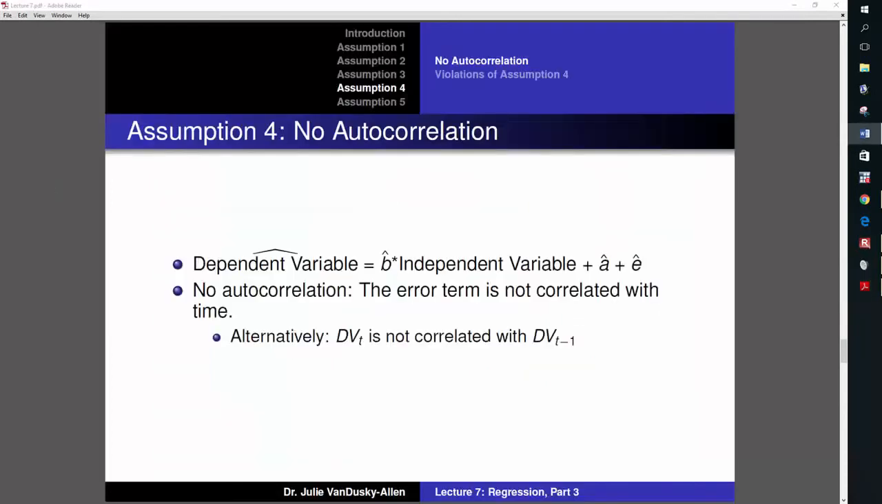Next, the fourth assumption of ordinary least squares regression deals with time series models, where we have multiple observations for our subjects over time. In these models, we assume that the error term is not correlated with time. Alternatively, we assume that the value of our dependent variable in one time period is not correlated with the value of our dependent variable in a previous time period.